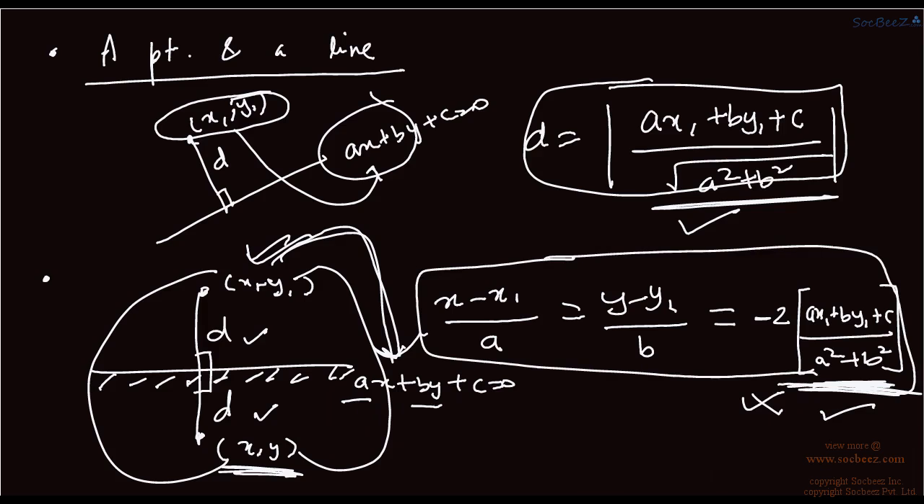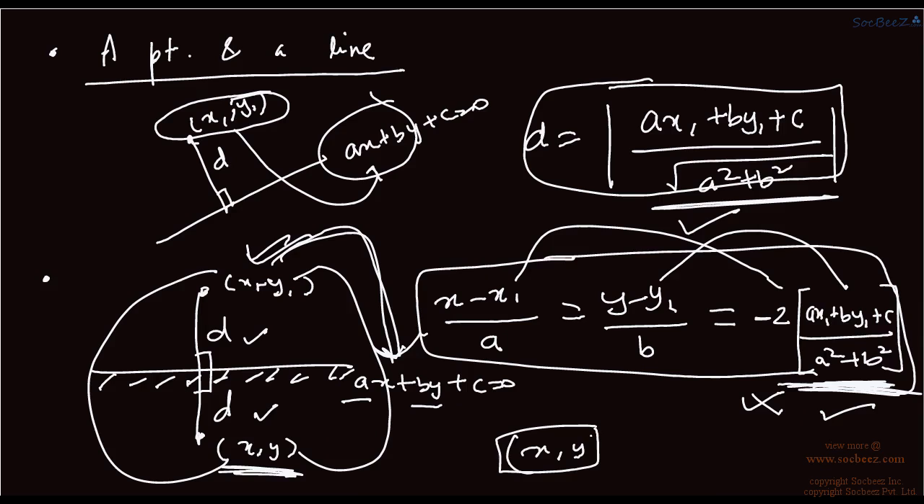This will give you, there are two equations in here. This is equals to this and this is equals to this. So they will give you the values of x and y, which is the reflection of this point in this mirror.